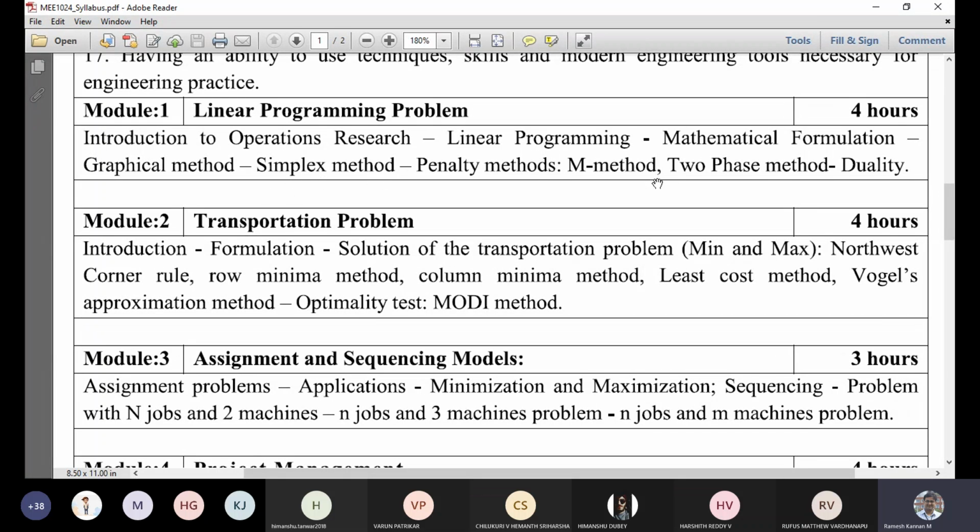And then there's another associated method called the big M method. It's actually the big M method and the two-phase method, and something called duality. We'll talk about that a little later. And this is a very important thing in module number 1.